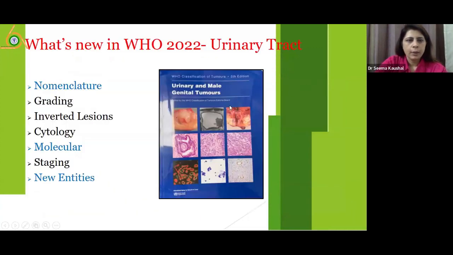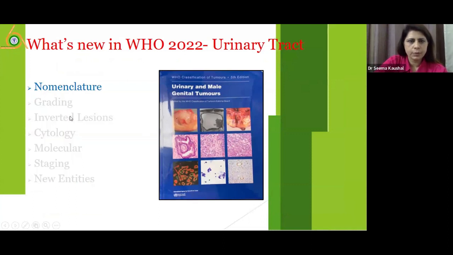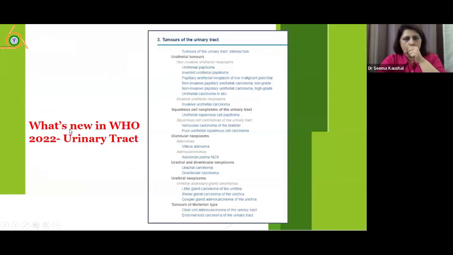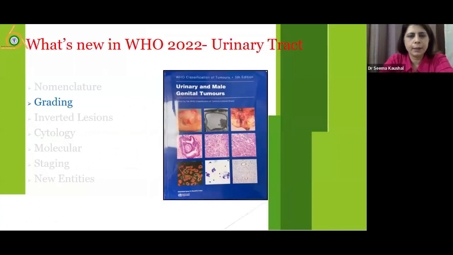Now coming to the major changes which have happened in 2022. First is nomenclature. The thing to remember is bladder is comparatively easy as compared to RCCs. So this I have highlighted. Instead of histological variant, use histological subtype. Two-tier system, similar to 1998, 2004, 2016, and 2022, that is low grade and high grade. Apart from that, it's pretty much a similar classification regarding the grading.